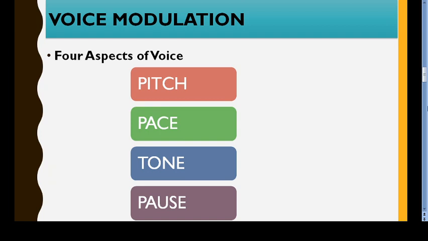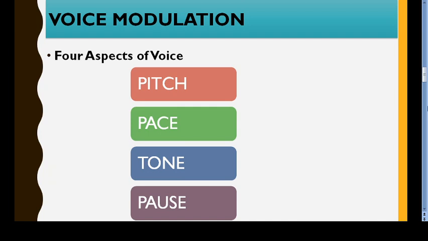First aspect is called pitch, which is the volume of your voice. For example, if you're angry, your voice gets loud. Similarly, if you're sad, your volume is soft. And also, if you want to tell a secret, you whisper. So, that is how you control the volume of your voice, and this is important with respect to voice modulation.